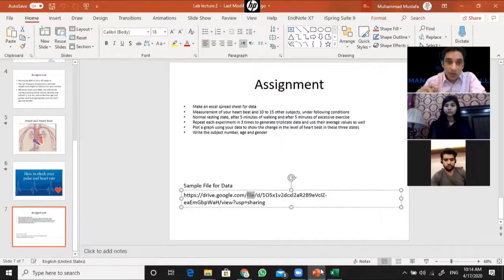Solomon has asked a question: sir, how many people are we supposed to look for in this experiment? At least 10 to 15 is the requirement. The more you go, the more reliable your data will be. People will trust you more if you have done experiments on more subjects.